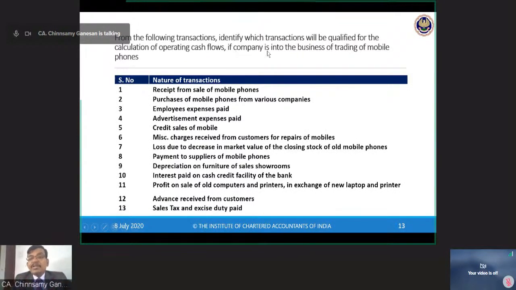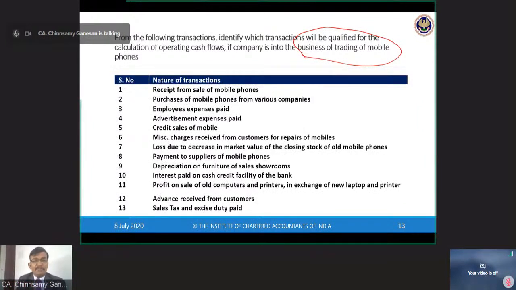If the company is into the business of trading mobile phones, so it is a trading company, then whatever is relating to trading of mobile phones and any income arising out of that will be my operating cash inflows. Any purchase and related cost for earning that income in trading of mobile phones should be treated as my cash outflow. Very simple. Anything other than that is not part of my operating activities. With that, we will proceed into the question.